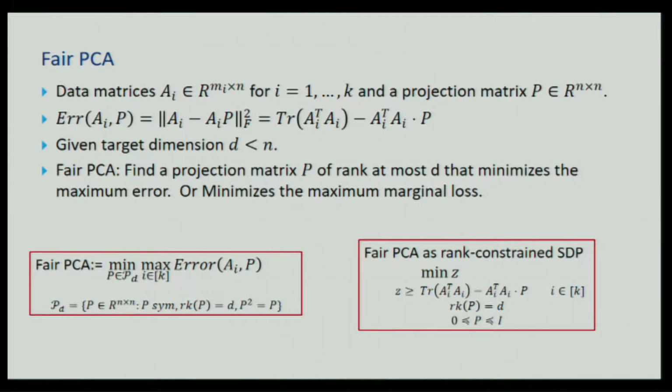Now just keep in mind that, like we did for the case of a single group, we can write down a semidefinite program, or at least a rank-constrained one, where you want to minimize the maximum error. That variable is just bounding the error of every group, and you're minimizing the maximum. The rank is d, and your projection matrix has eigenvalues between 0 and 1.